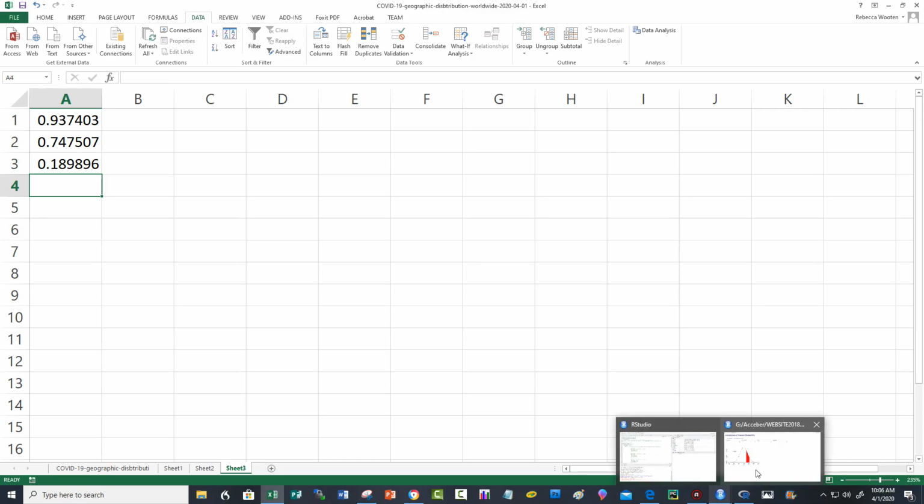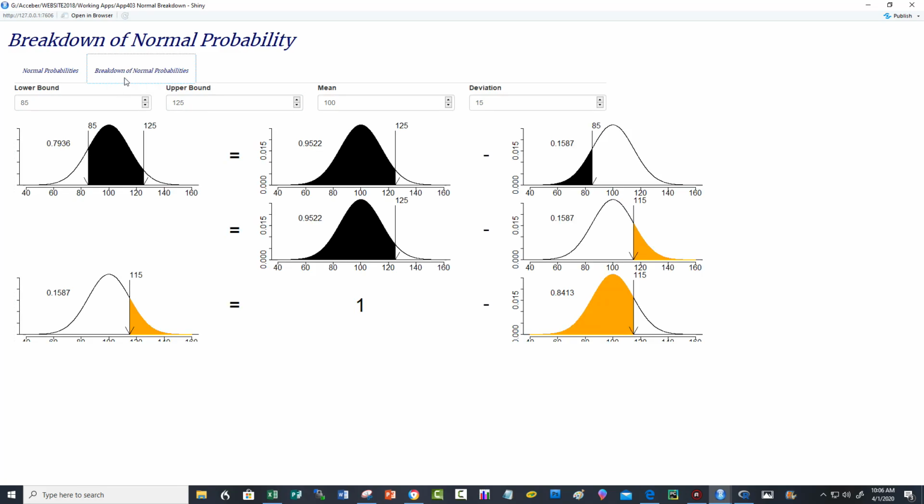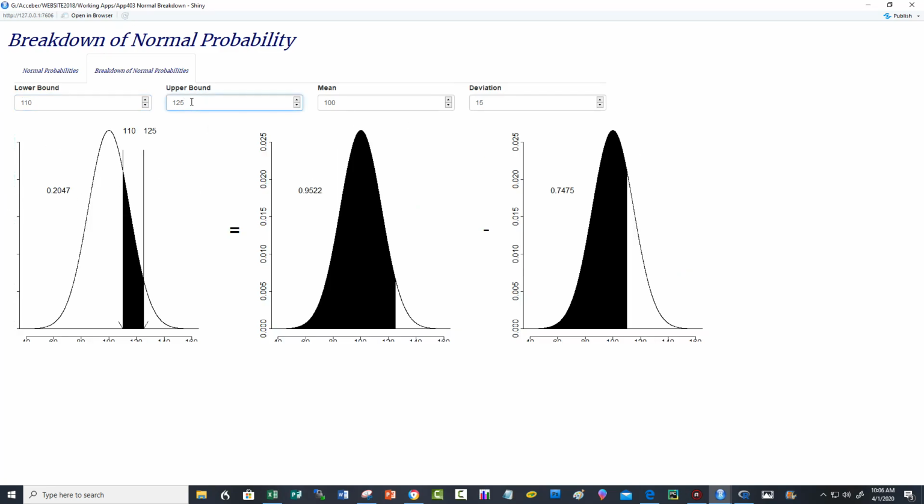And so what's nice about this app is it can also show you how to break it down in terms of a chart. So let's set these to the same values we had in the other example. Alright, so this is how you would have to do it. My graphs are a little skewed here because the size is so small, but we can adjust that. Alright, let's leave it for now.